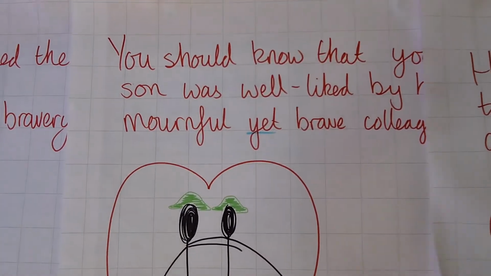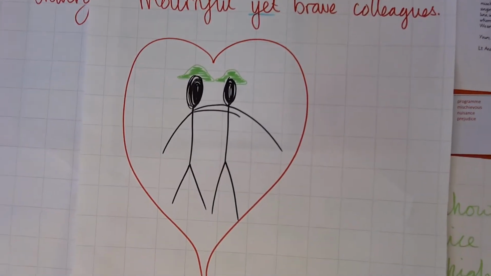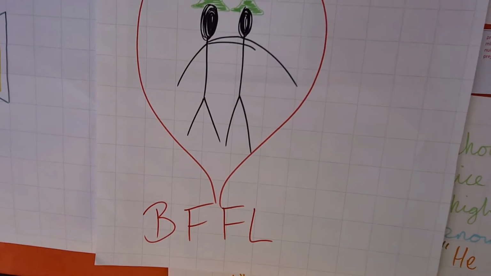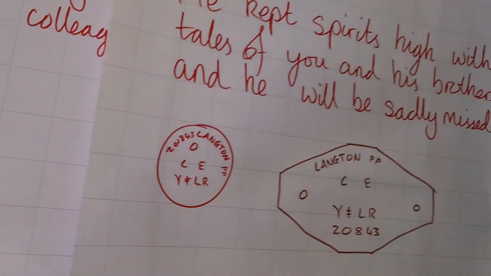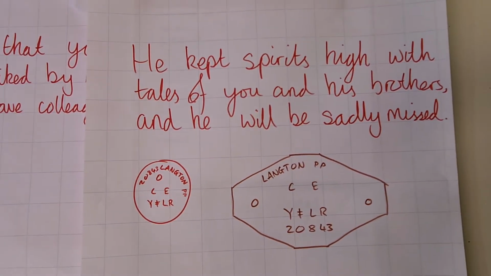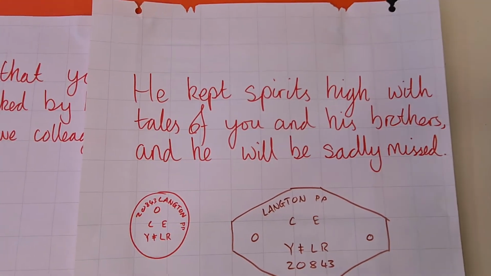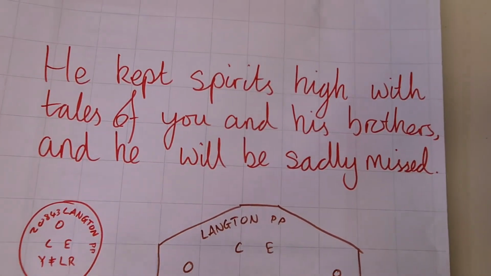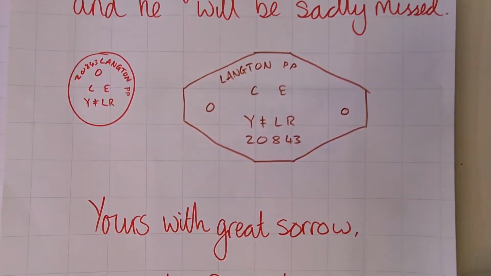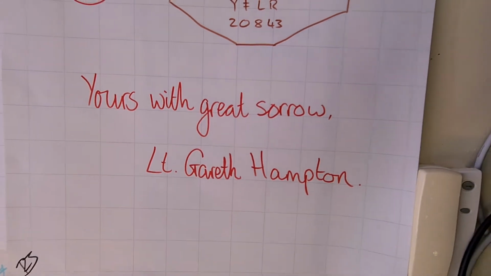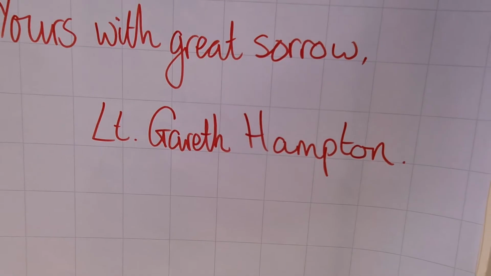You should know that your son was well liked by his mournful yet brave colleagues. There they are, best friends for life. This is the final piece of the letter where we're talking about how he was viewed, how he'll be remembered, and we're keeping it positive. We're letting the grieving parties know that he was loved and that he'll be missed. He kept spirits high with tales of you and his brothers, and he will be sadly missed. And there's his dog tags. Yours with great sorrow, Lieutenant Gareth Hampton, a lieutenant that we've made up.